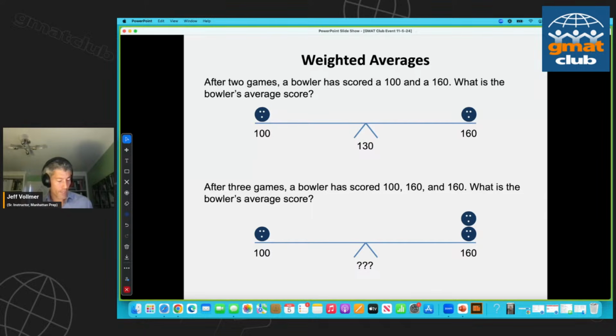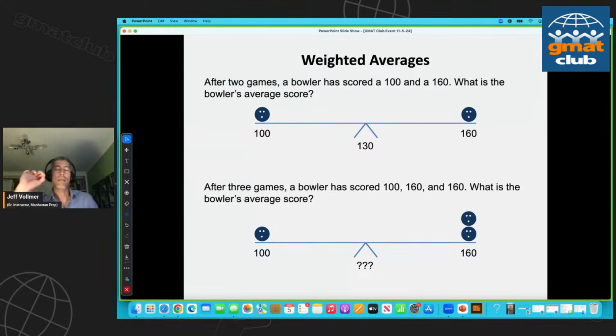Give you a little bit of time to think about this. And I think this is one where you could just add up 100 plus 160 plus 160 and divide by 3. Totally cool. In fact, if you did that, I would applaud you and say there's no real reason to do anything other than that.